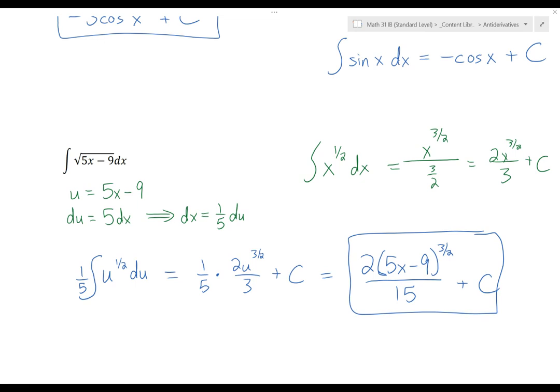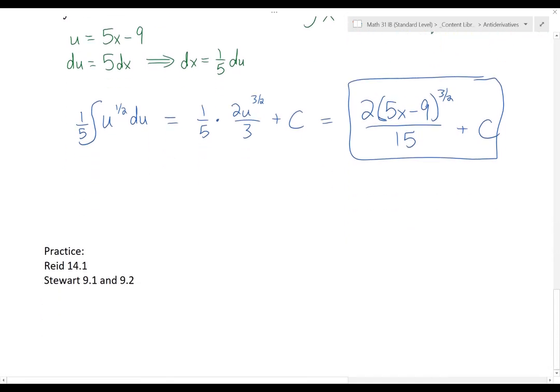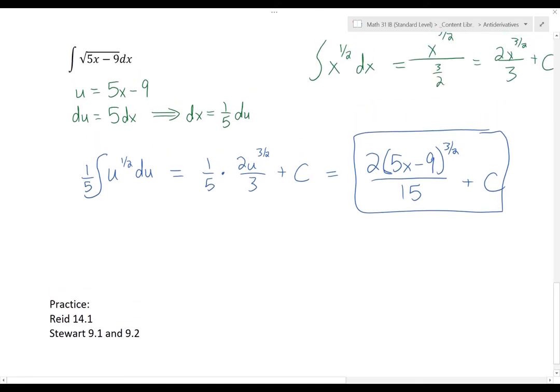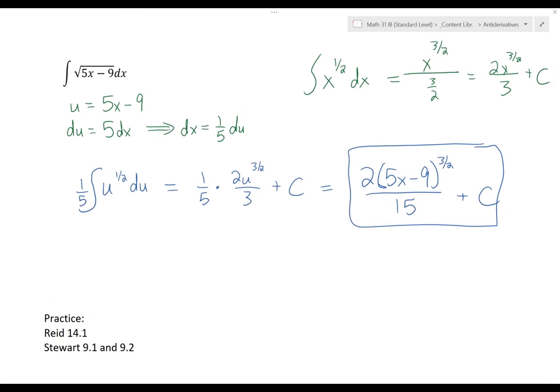So simple u substitutions can be very helpful when we're trying to figure out what's going on with coefficients. Again, you wouldn't necessarily have had to do that here because you might just be able to recognize, oh, well, the derivative of 5x minus 9 is 5, so I need a 1/5 factor to account for the chain rule. Essentially, these substitutions allow us to undo the chain rule of derivatives. There's practice in your Read textbook, section 14.1, and Stewart is in sections 9.1 and 9.2 for these antiderivatives.